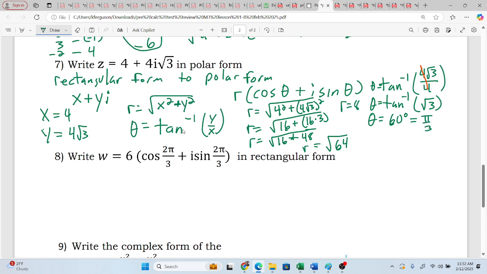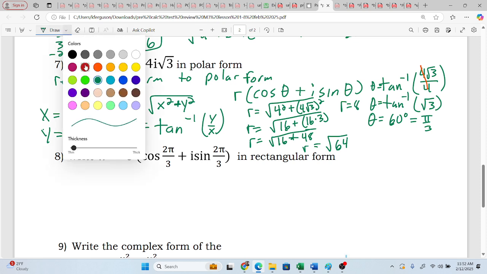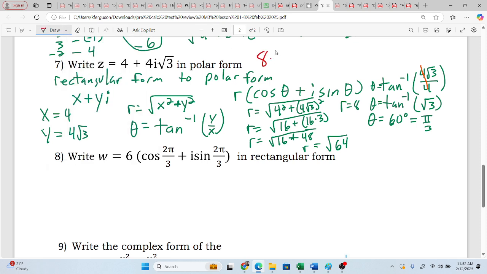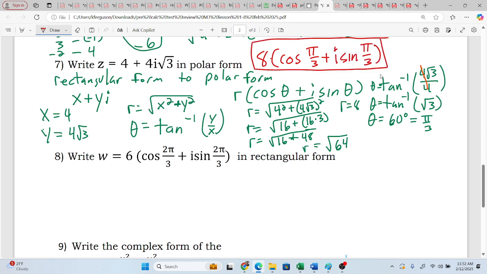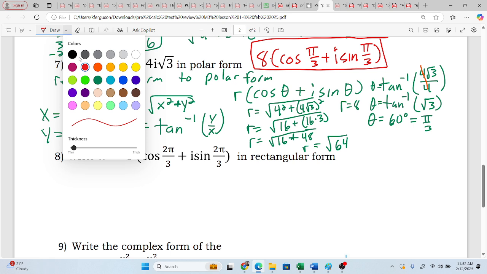So now I've got my r and I have my theta. Let's finish. Let's put the problem right here. It's going to be 8. Matter of fact, let's change the color too. So let's say 8 times cosine of pi over 3 plus i times sine of pi over 3. And that's my answer.